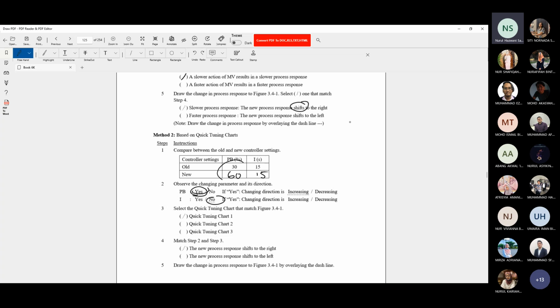Okay, from the changing parameter, from the value, we can say that the PB value is increased from 30 to 60. So the changing direction is increasing. Faham ke?